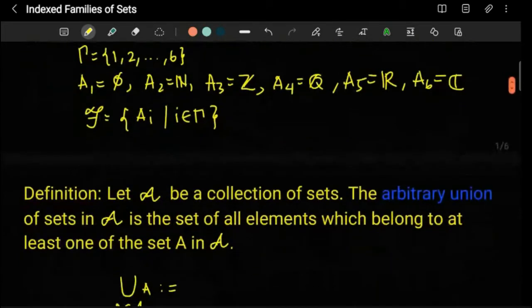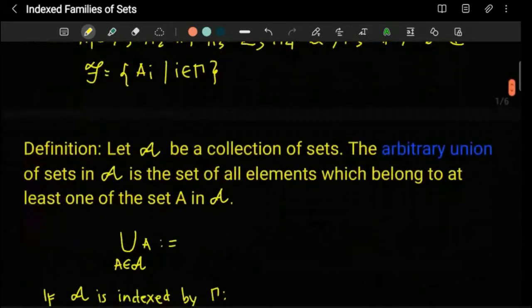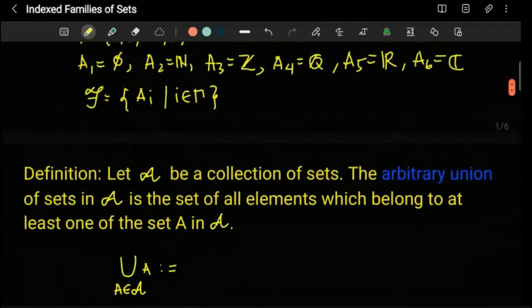Okay, so now let's try to extend the definition of union in arbitrary collection of sets. Okay.